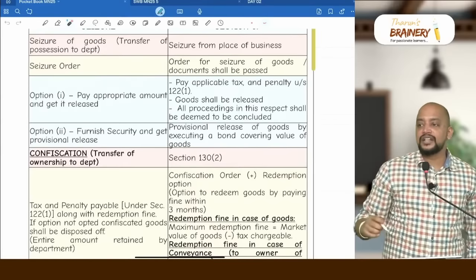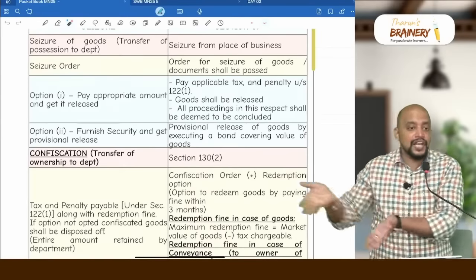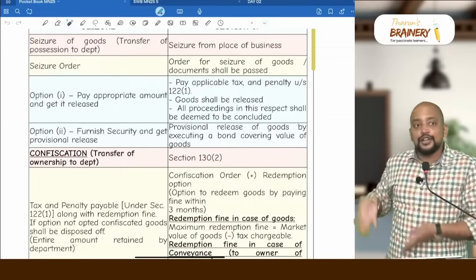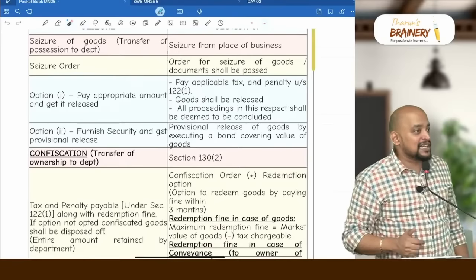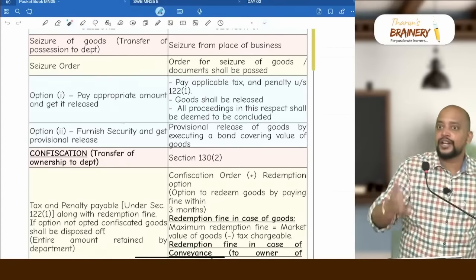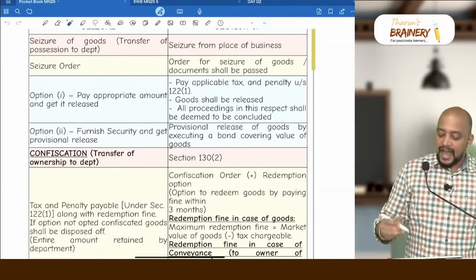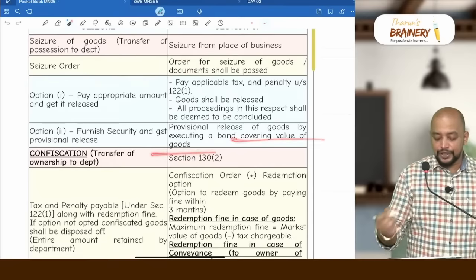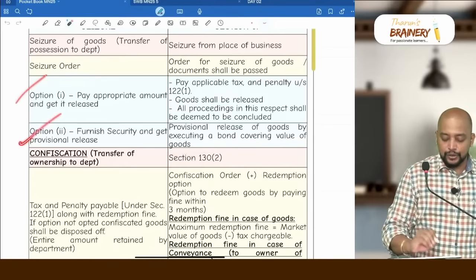Right now the goods are released, because I will tell them, sir, if you give the goods only then I will sell, and only then I will earn money, and only then I will be able to pay you tax and penalty. For that reason I will execute a bond and the goods will be released provisionally. And a bond covering the value of the goods we need to execute. These are the two options.